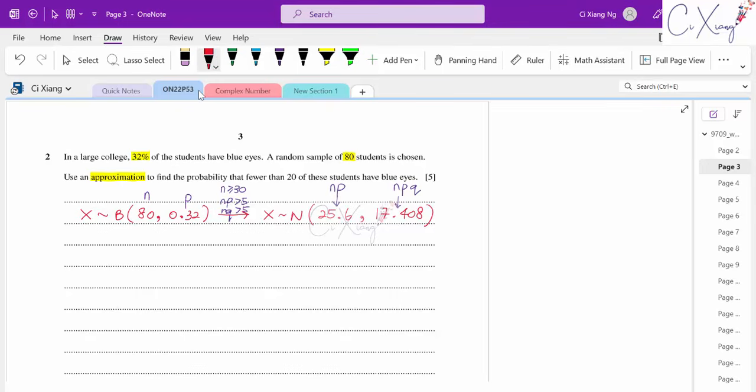Okay, so after we have decided and got the mean and variance, we can start to calculate the probability. We want the probability that the number of students is fewer than 20.